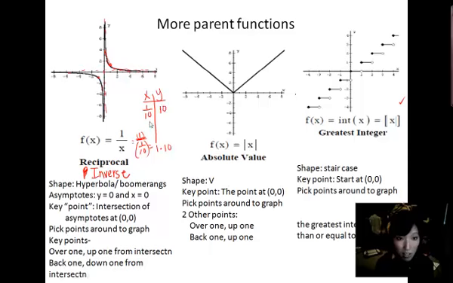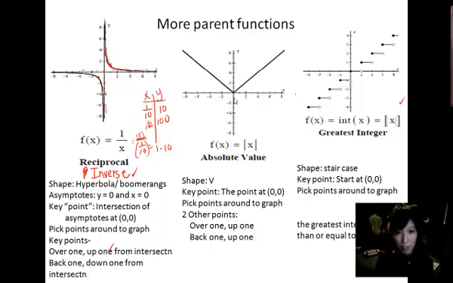So actually, as these get smaller, the y's get larger, and that's why we also call it the inverse. So you can see here, as we get smaller with the x values, they're going to be shooting up and getting up towards infinity. Okay, so that's this one. Again, we have over 1, up 1 from that origin, and back 1, down 1, and then you spread out.